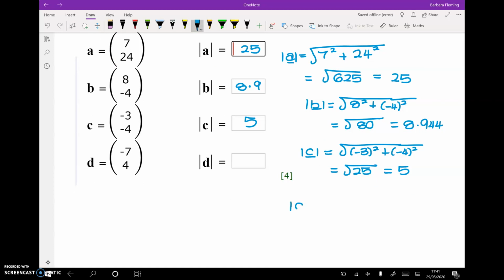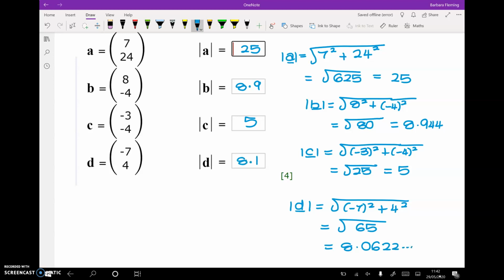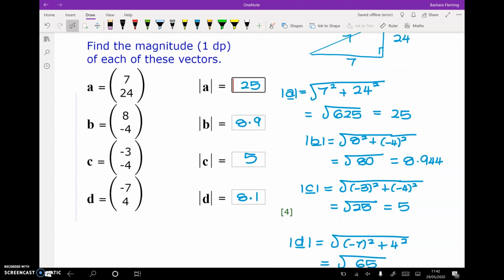And then last but not least, we've got D, and that will be the square root of negative 7 squared plus 4 squared, which gives us 65, and then press the square root button. Still gives me a square root of 65. I have to press my change button again. That will give me 8.0622, and to one decimal place, that's going to give me 8.1. The 6 pushes that 0 up to a 1. So that was finding the magnitude of those ones.